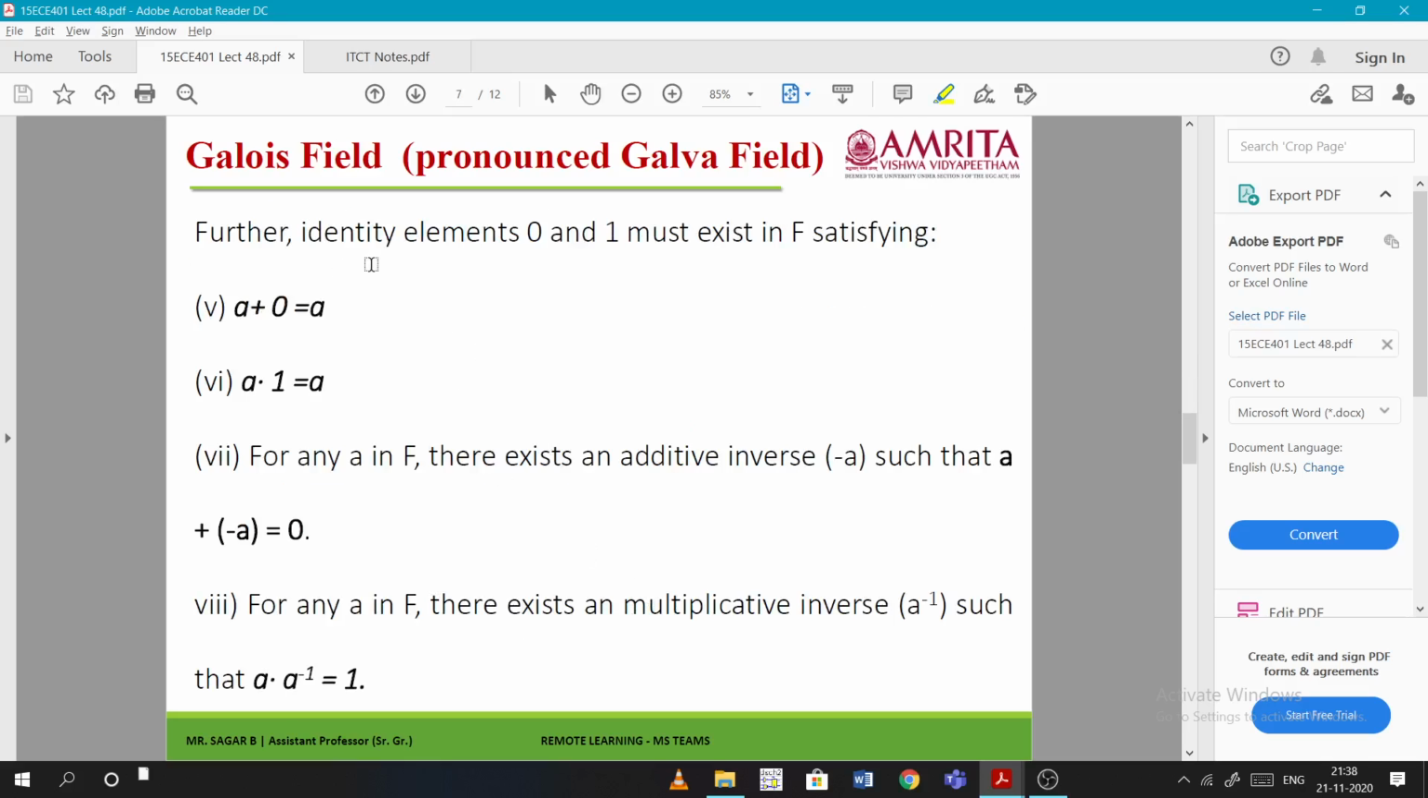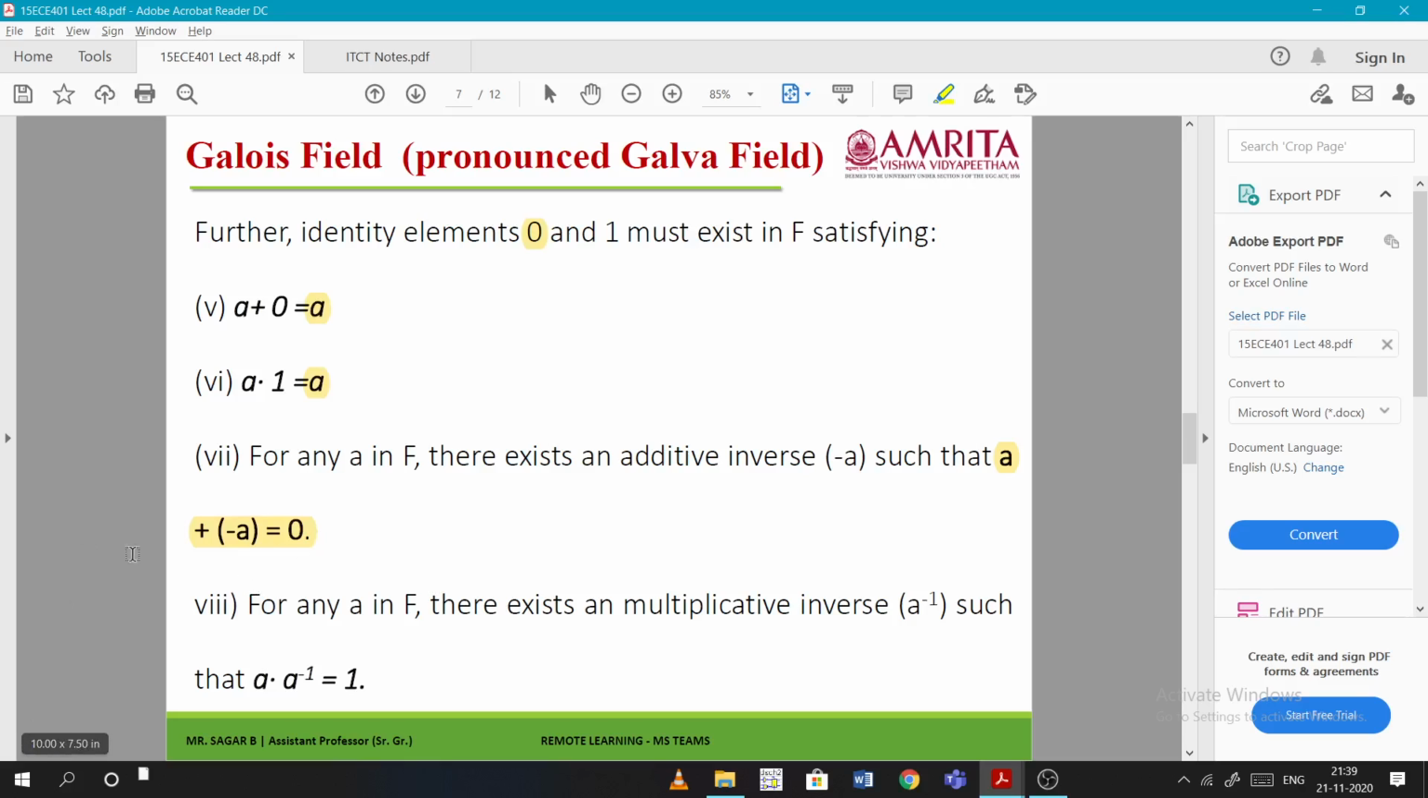Now further, there are a few other properties, called identity of elements: 0 and 1 must exist in F. The identity of 0 is a plus 0 is a, so that a is also present in the elements. Now a into 1 is a. Now for any a in F, there exists an additive inverse minus a such that a plus minus a is equal to 0.